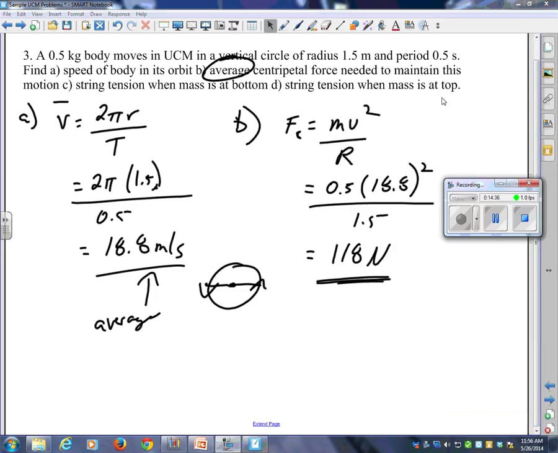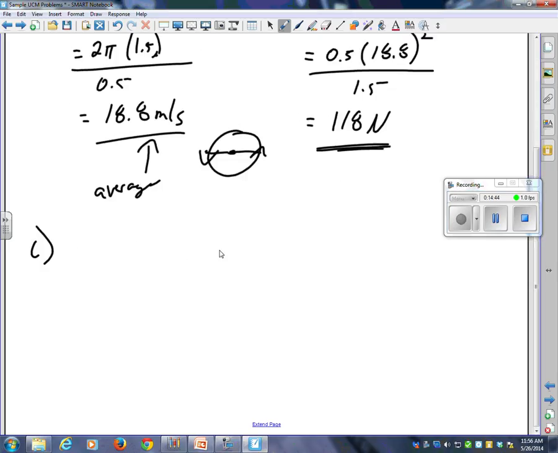Now here, I've always struggled in the past with this. I've had students struggle with this. If you keep in mind that the force at the bottom has to be more, and the force at the top has to be less, don't worry about making the signs work, it'll all work out. We can make the signs work, you just have to think it through a little bit. So the string tension when the mass is at the bottom equals more.